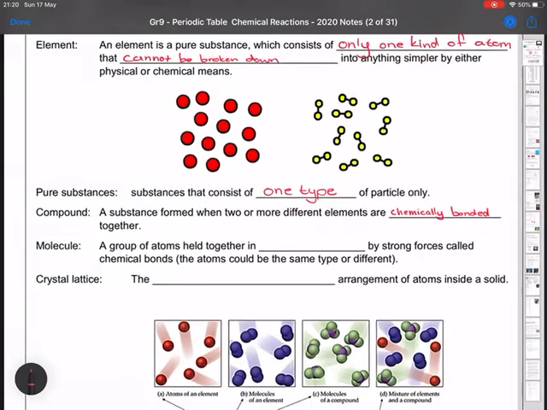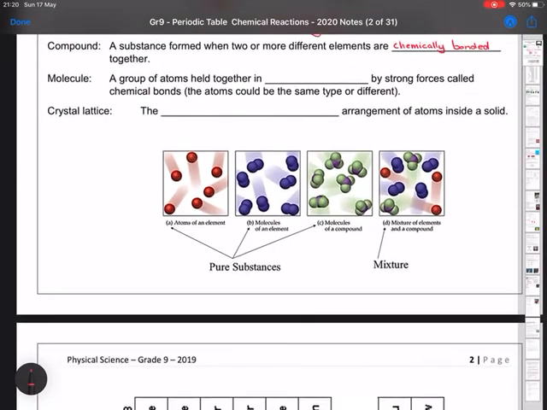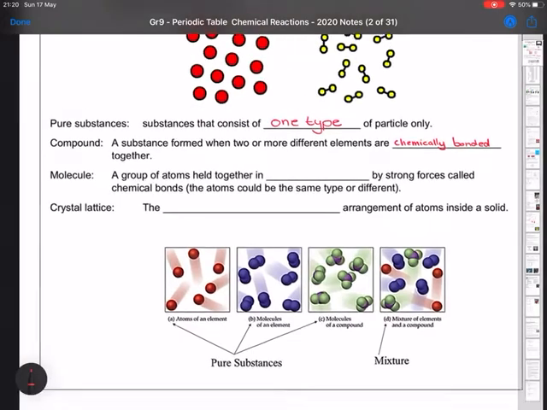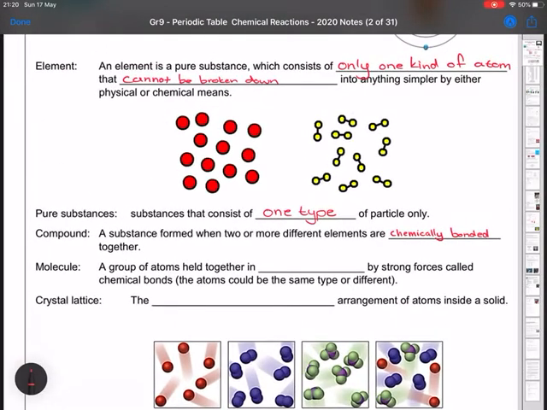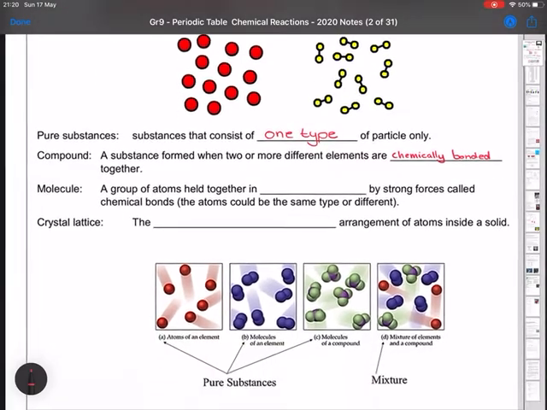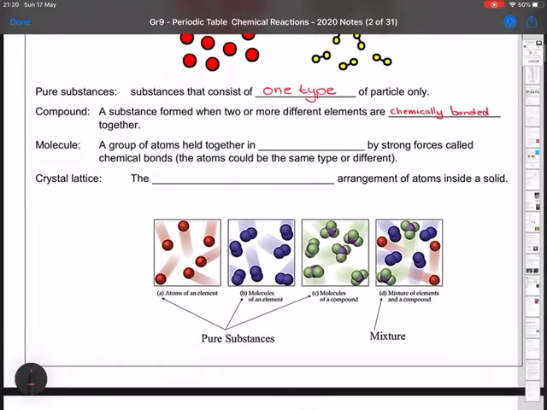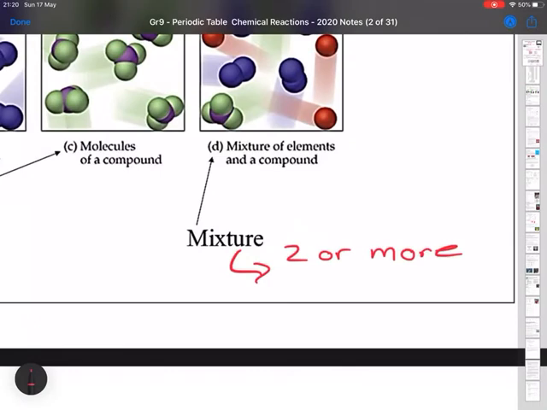This is in contrast to a mixture. You don't have the definition of a mixture here, but a mixture is just a mixture of two substances. Those substances can be elements or compounds. So over here, a mixture can be two or more elements or compounds that can be separated by physical means.